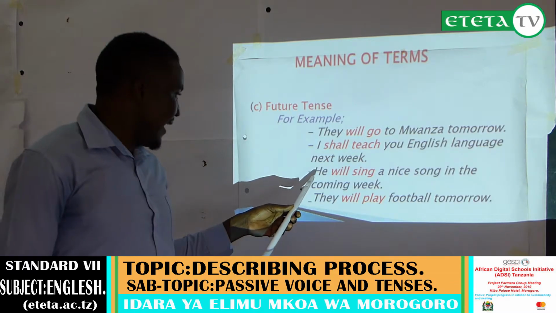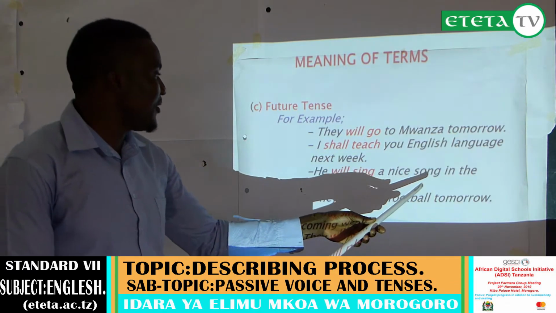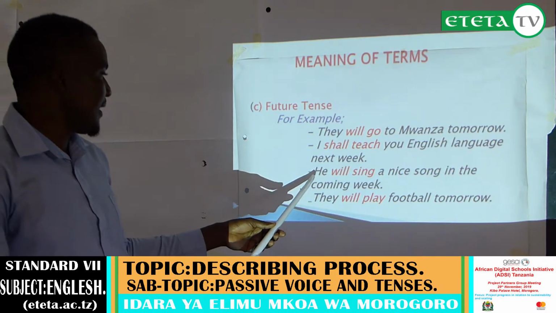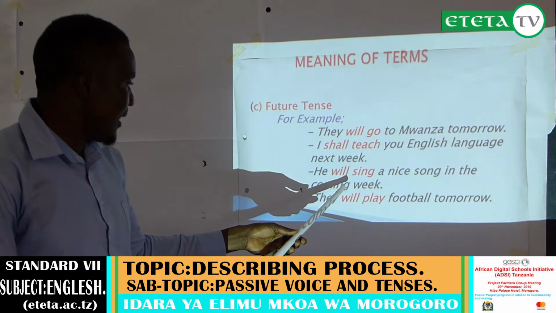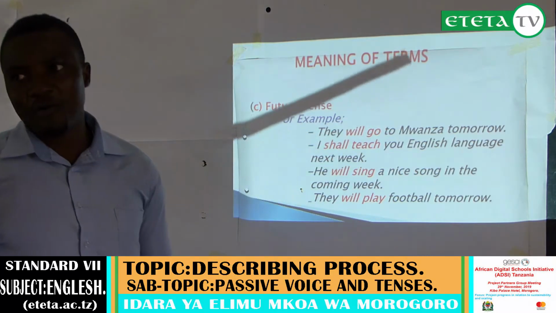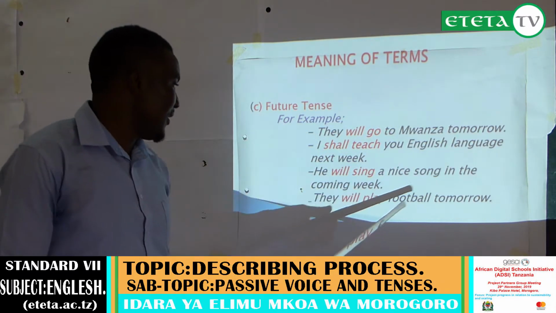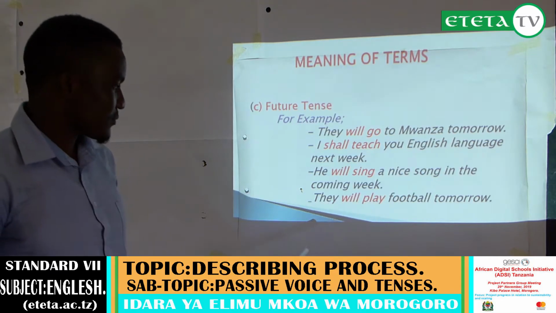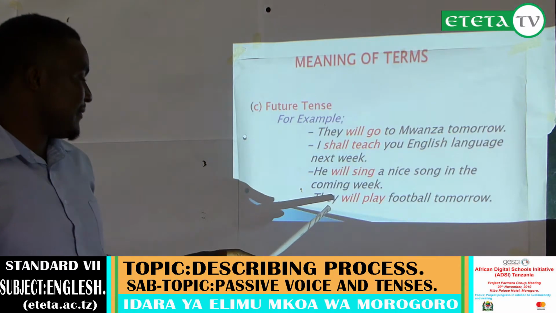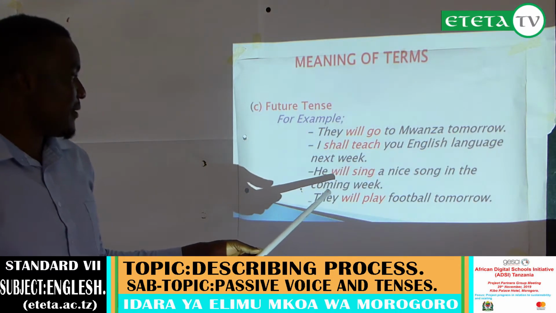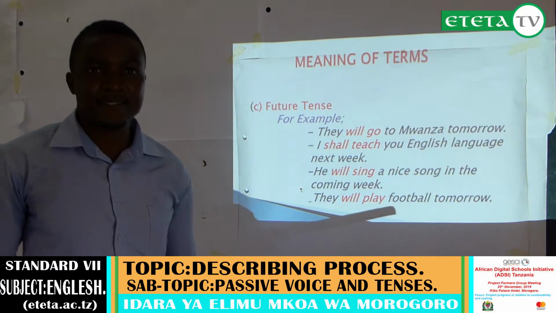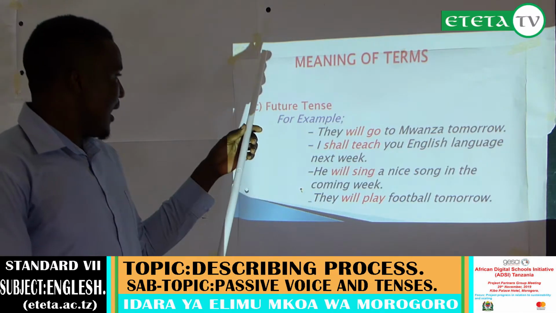Yes, and then the third example is: he will sing a nice song in the coming week. You see, we have the pronoun here, and then we have "will". This is the helping verb, and we have the main verb in the first form or base form of the verb, and then a nice song in the coming week. The last is: they will play football tomorrow. As I have said to you, the future tense is formed with the helping verb "will" or "shall", plus the main verb in the first form. All of these are sentences which are in future tense.